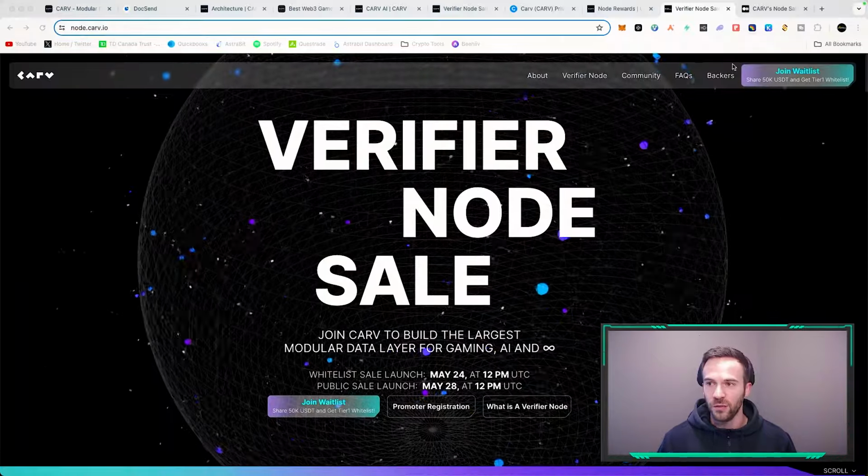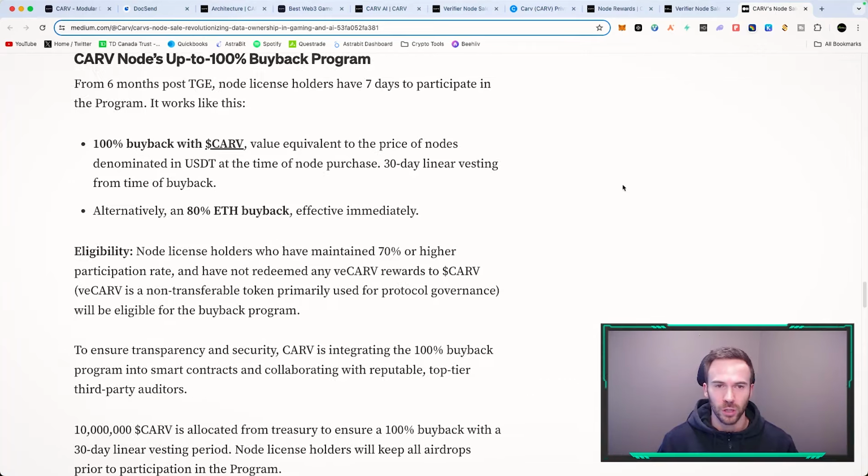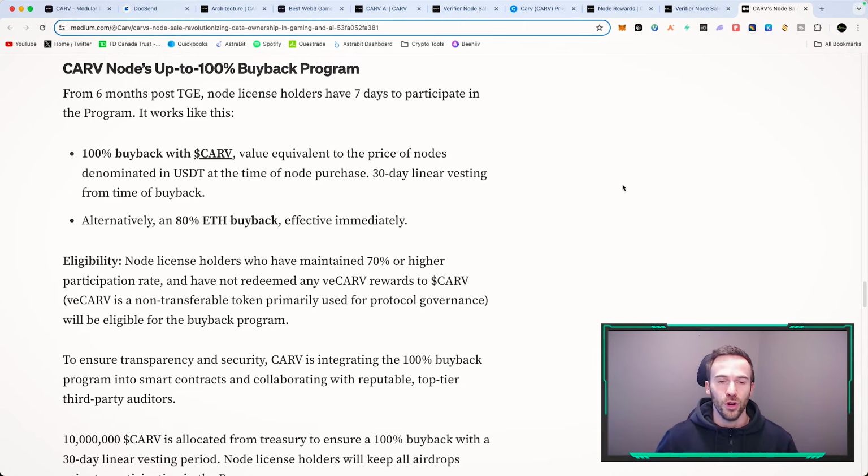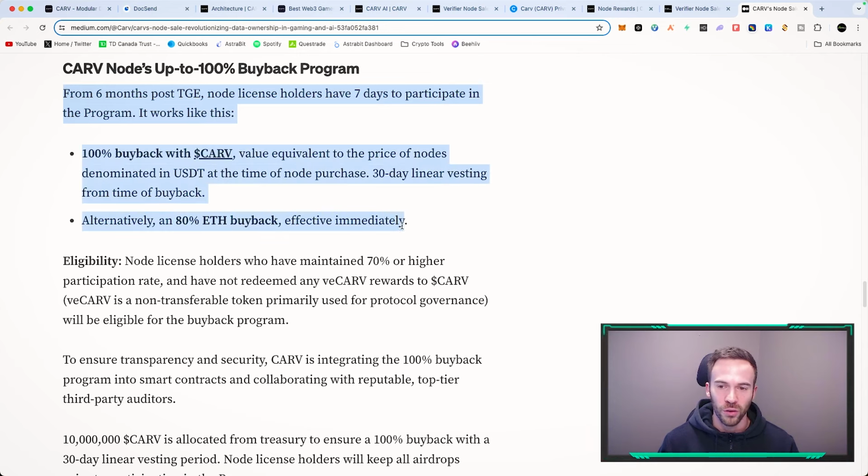And on top of that, something very interesting in terms of what Carv is doing differently than other recent node sales is that they do have a 100% buyback program that essentially allows people who have purchased nodes and are running nodes for 6 months after the actual node sale a potential 100% buyback with a Carv token or an 80% buyback in Ethereum. So very interesting. This is definitely going to be an interesting way to get the community involved, because from 6 months post TGE, node license holders have 7 days to participate in this program, and they have all of the details right here.